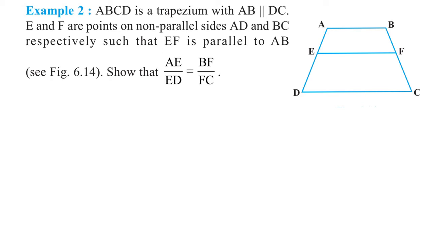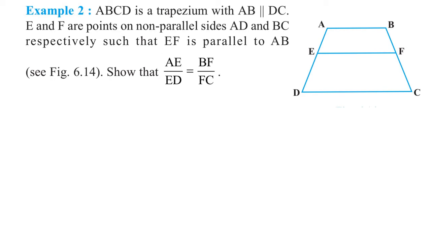Let's try this. ABCD is a trapezium with AB parallel to DC. E and F are points on non-parallel sides AD and BC, respectively, such that EF is parallel to AB. Show that AE over ED is equal to BF over FC.